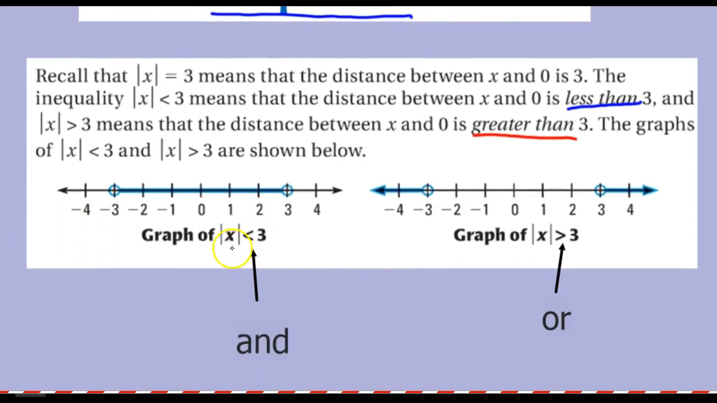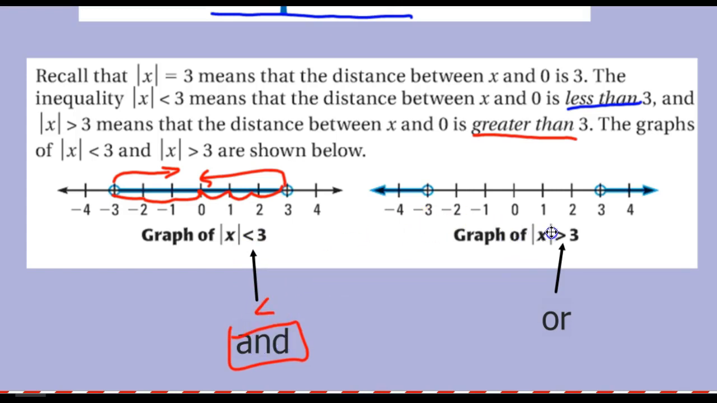So the graph of the absolute value of x is less than 3 is shown here. Remember, the distance from 0 can be 3. So 1, 2, 3, and 1, 2, 3. So it could be 3 or negative 3. But the distance between those has to be less than 3, so it's going to the middle. Now we've seen this kind of inequality before, and that's our AND inequality. If we see less than, we know that it's an AND.